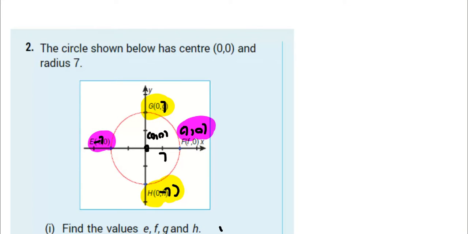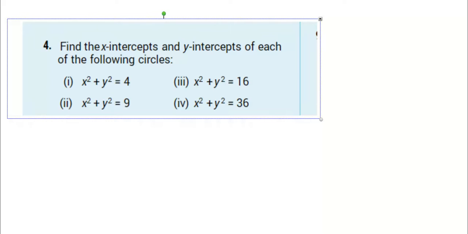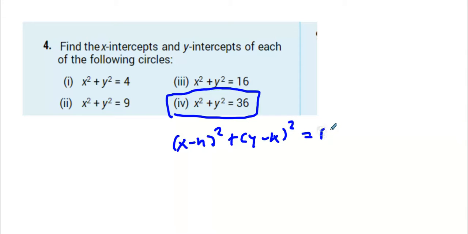Now, next, question 4. Everybody see question 4 here? I'll only do one of these. Here's the one I'm going to do. What is the center of this circle? How do you know it's 0, 0? There's no numbers beside the x and the y, you happy with that? So that means it's 0, 0. What's the radius? How do you know that?